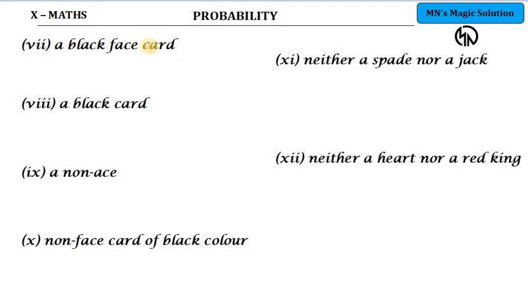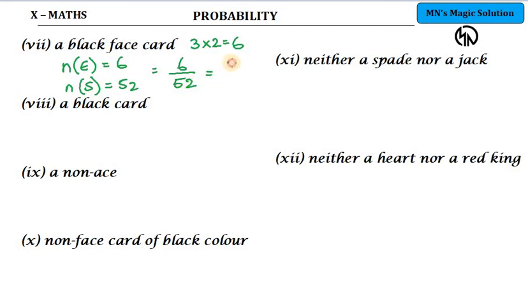Question number 7. A black face card. So face cards, there are 3 cards in each set, and in black you have got 2 sets. So a face card which is black in color will be totally 6 in number. So the number of favorable events is 6, whereas the number of events in the sample space is 52. So it is 6 out of 52 possibilities, or you can say 3 by 26.